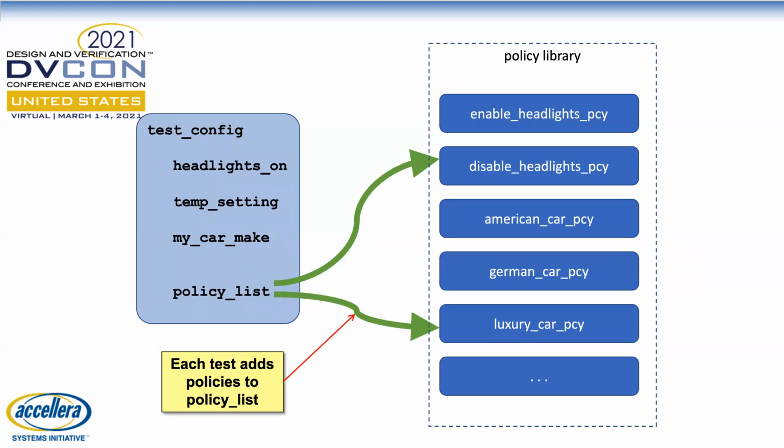Policy library consists of all the policies that can apply to the configuration, the complete team roster from our football analogy. The policy list is a list of policies that are applied to the randomization of the test config for this particular test. There are players in the game, if you will. The policies are selected by the test at runtime and apply their constraints to the variables in the test config.